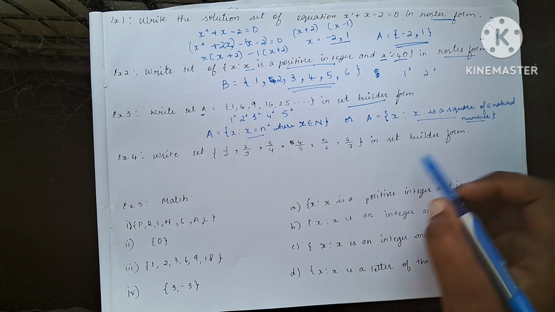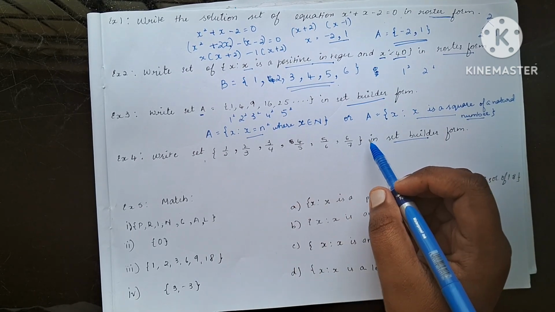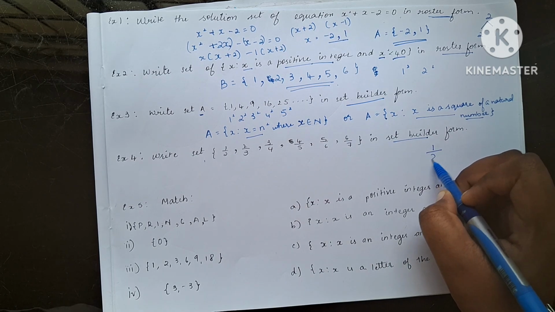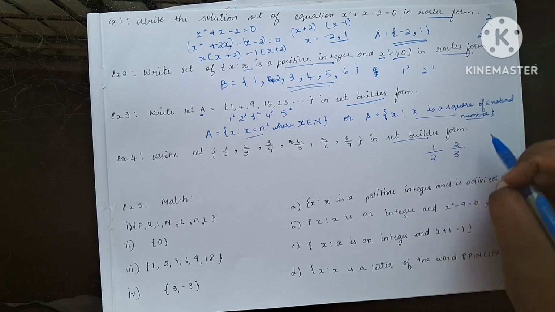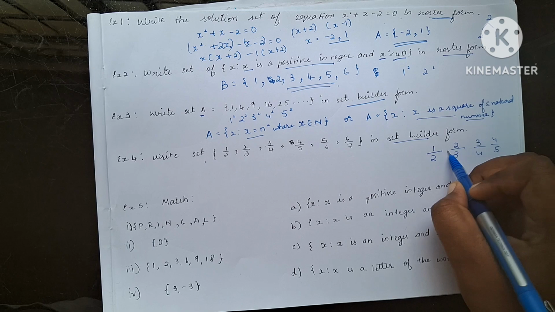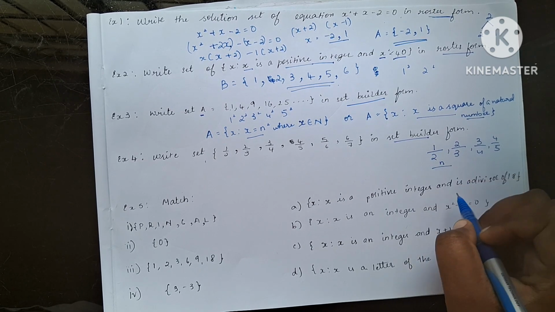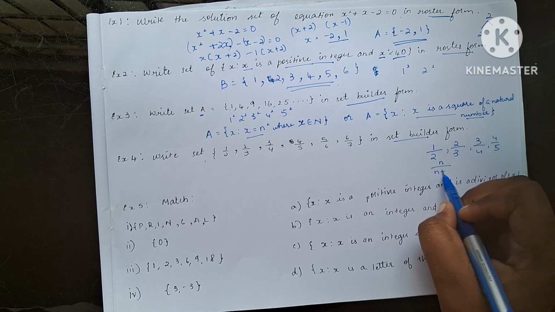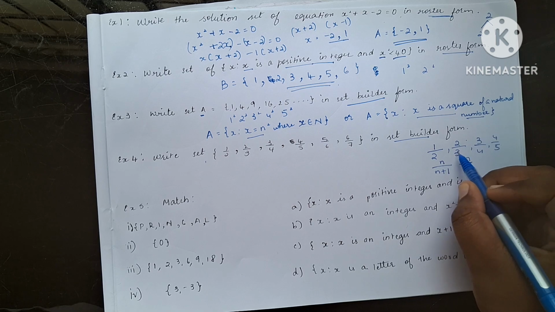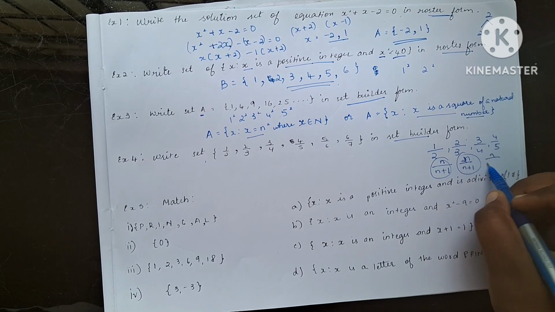Now coming to the next one, you have to write it in set builder form. So you have to make a statement. What is the relation between them? You can see that first we have 1 and 2, then 2 and 3, then 3, 4, 4, 5. To find the relation between them, let me put 1 as n. What is happening? 1 plus 1 is 2, so n plus 1 is happening. In the same way, if I keep n as 2, 2 plus 1 will give me 3. So the relation between all of them is n by n plus 1.